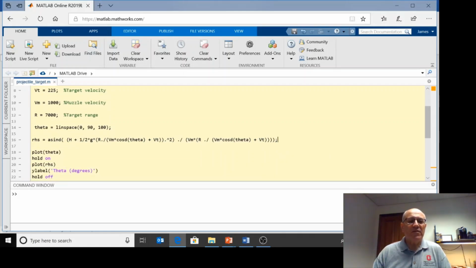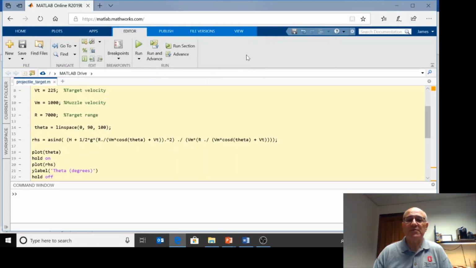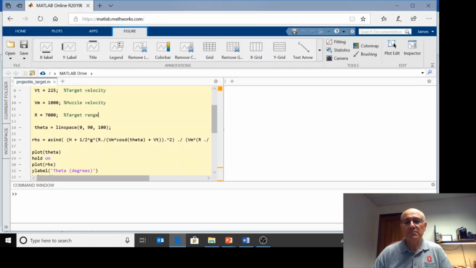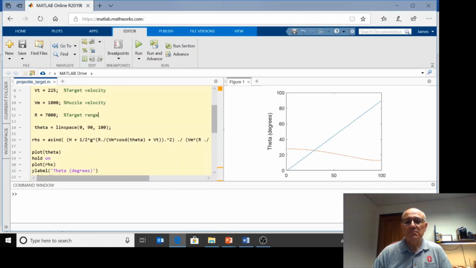So I'm going to plot theta, and on the same graph, I'm going to plot this right-hand side, which is my solution for theta, my approximate solution for theta. And where those two things cross means I have the correct value of theta. So let's run that and see what happens. All right. So where those two cross, and theta is on the vertical axis here, so I go across to the vertical axis, and you see the solution is somewhere between, looks like 20 and 30 degrees. Okay, right there, that's the solution.